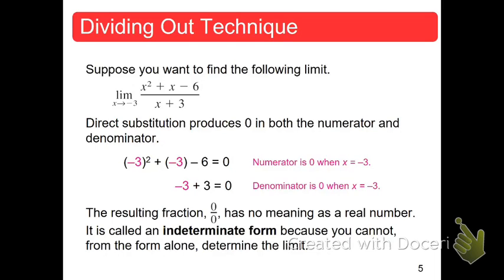Yes, that's the direct substitution. If you take what x is going towards, the approaching number underneath the limit, and you plug it in, that will sometimes tell you what the actual limit is. But sometimes it doesn't. Like on this one, when they plugged in the negative 3 for the numerator, they ended up with 0. And when they plugged negative 3 in the denominator, they got a 0. Well, can we have 0 in the denominator? No. So the resulting thing was 0 over 0, which has no meaning as a real number.